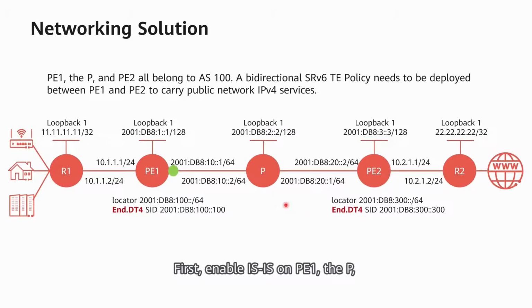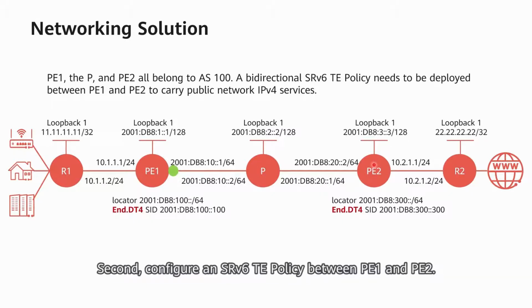First, enable IS-IS on P1, the P, and P2 to achieve basic route reachability. Second, configure an SRv6 TE policy between P1 and P2. Third, configure a BGP IPv4 unicast peer relationship between P1 and P2 to advertise routes between R1 and R2.